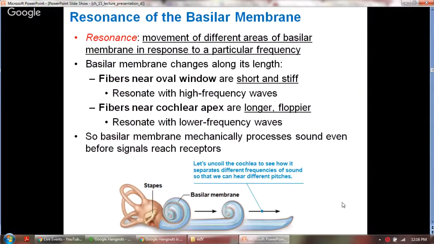The resonance of the basilar membrane means the movement of different areas of the basilar membrane in response to particular frequencies. The basilar membrane changes along its length in two ways. Fibers near the oval window are short and stiff, so they resonate with high frequency waves. The fibers near the cochlear apex are long and floppier, so those resonate with low frequency waves.